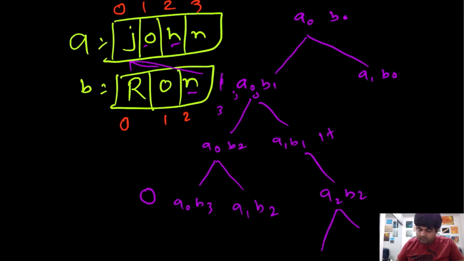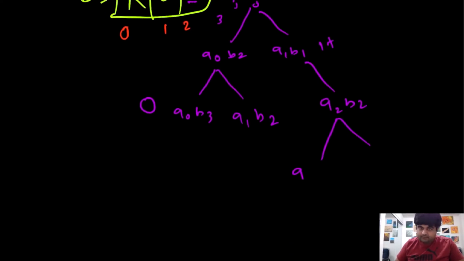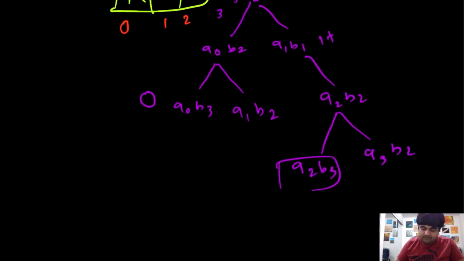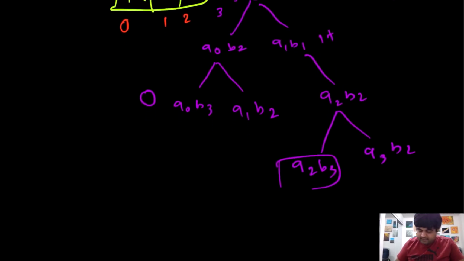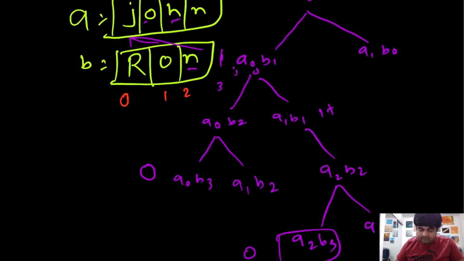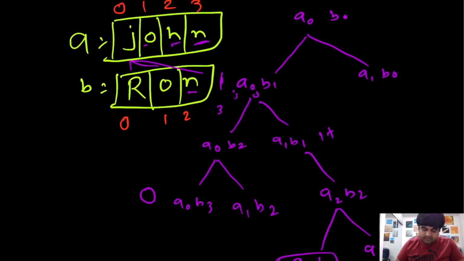So we have two options over here. We can either do A of 2 and B of 3, or we can do A of 3 and B of 2. So A of 2 and B of 3, we already know that B of 3 is a null value, so we can return this as 0. So we haven't found anything on this side, and we cannot move forward. Over here, A of 3 and B of 2. So A of 3, the value is N, and B of 2, the value is also N.